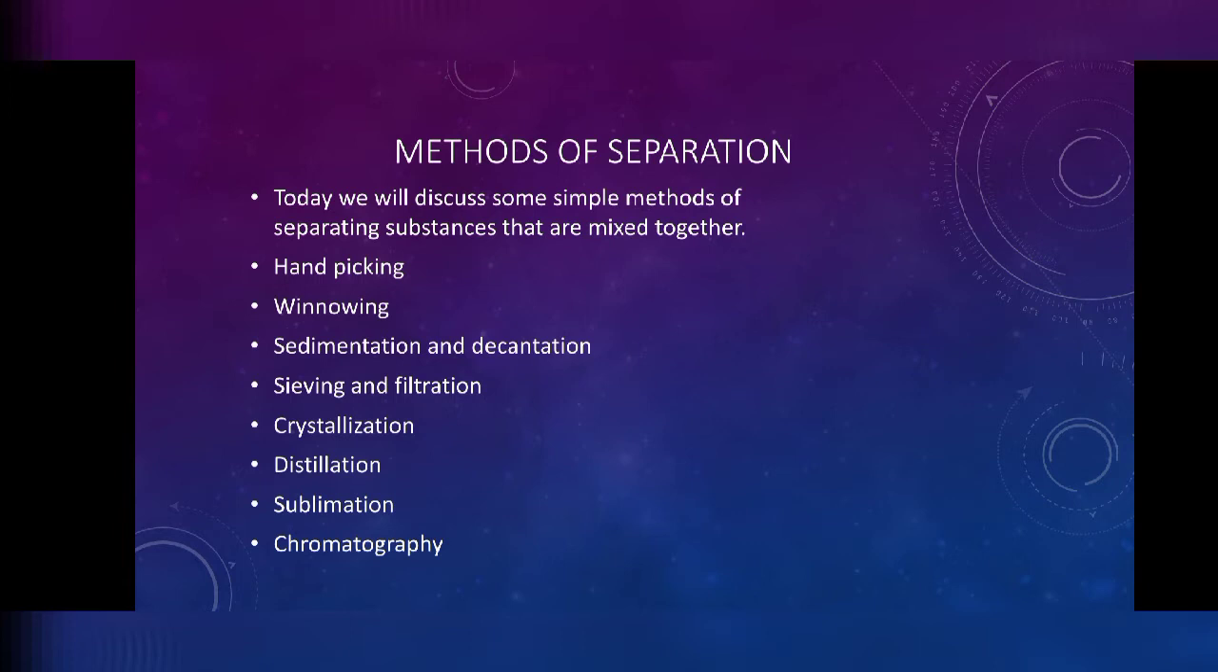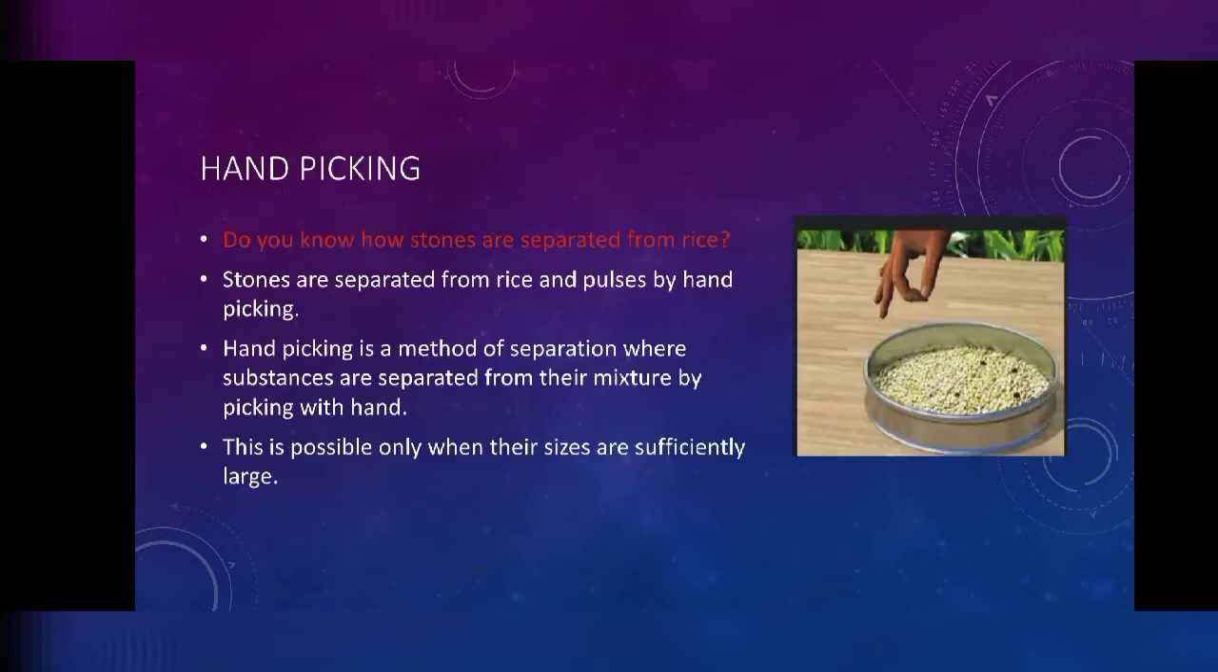Methods of separation. Today we will discuss some simple methods of separating substances that are mixed together. Hand picking, winnowing, sedimentation and decantation, sieving and filtration, crystallization, distillation, sublimation, chromatography. Let us go to the lesson.